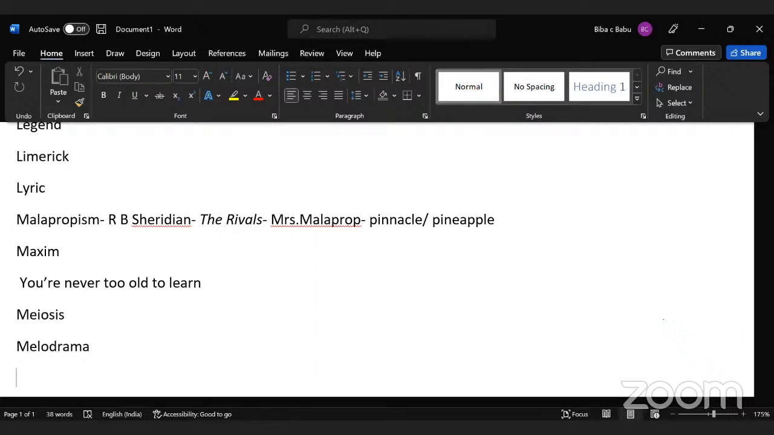Kabhi Khushi Kabhi Gham. Dilwale Dulhania Le Jayenge. All these are melodramatic movies. Okay, these are melodramatic. They have all these elements which appeal to the emotions of ordinary people. Okay, understood.